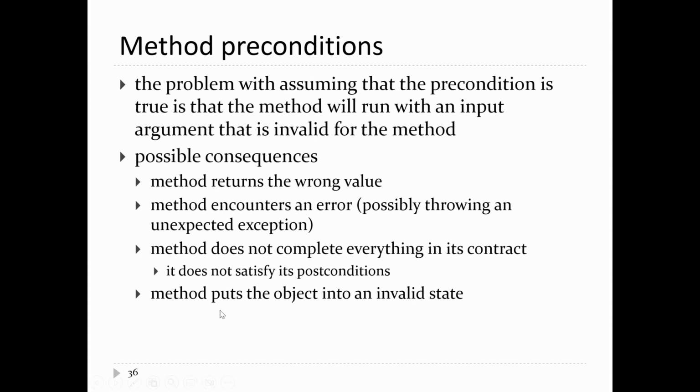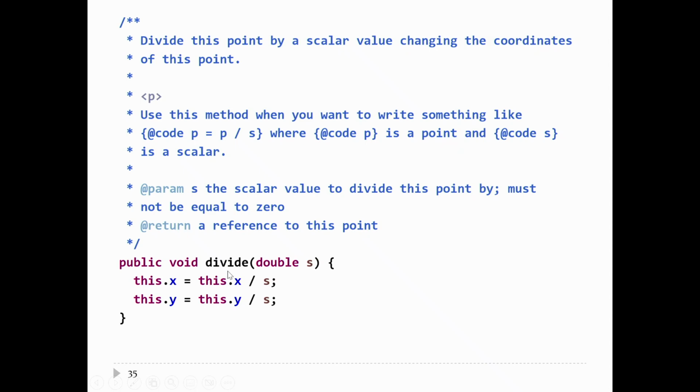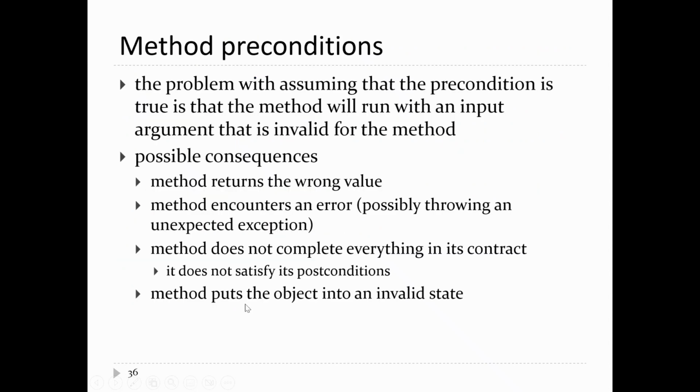And then finally, this method here is a non-static method. So it takes a point and then divides the coordinates of that point by this value s. So if you have a non-static method, then the method might end up putting the object that was used to call the method into an invalid state.